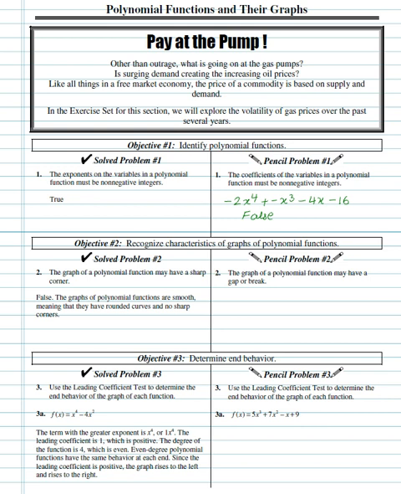The graph of the polynomial function may have a gap or a break. Polynomial functions are continuous. There's no gap or a break. So this is a false statement.